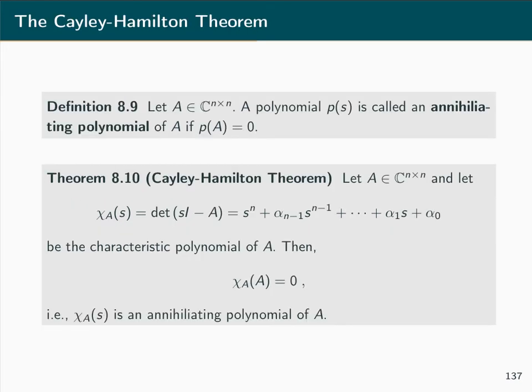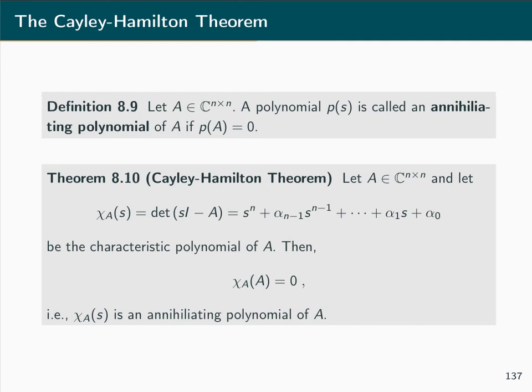Now we are really close to another cornerstone of linear algebra, the Cayley-Hamilton theorem. To this end, we first need to define what's called an annihilating polynomial of a matrix A. So let A be a square matrix, then some polynomial p of s is called an annihilating polynomial of A if p of A equals 0.